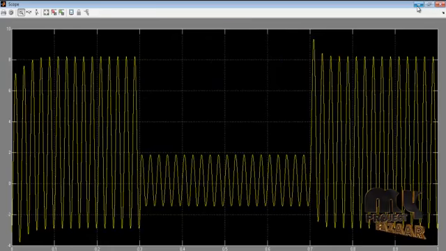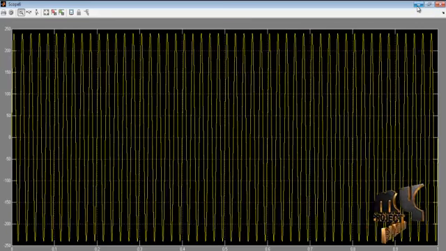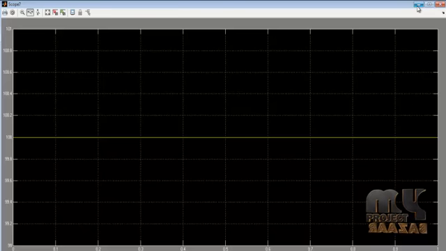And next is the output of the injection current, and this is the input of the DC source compensator voltage.